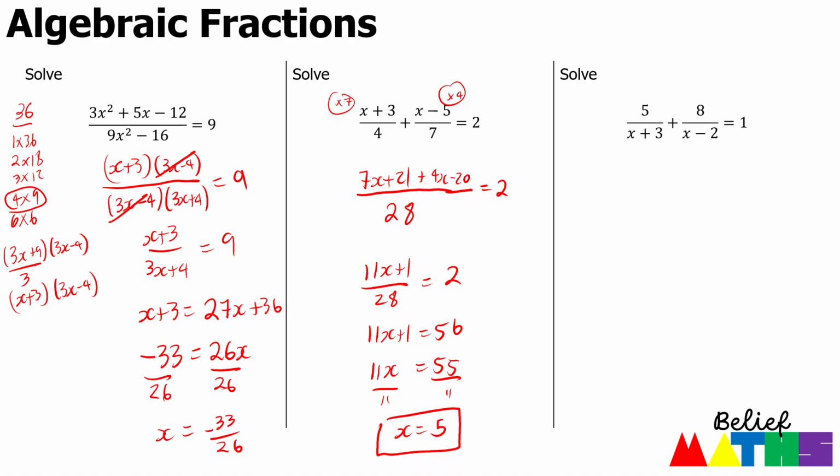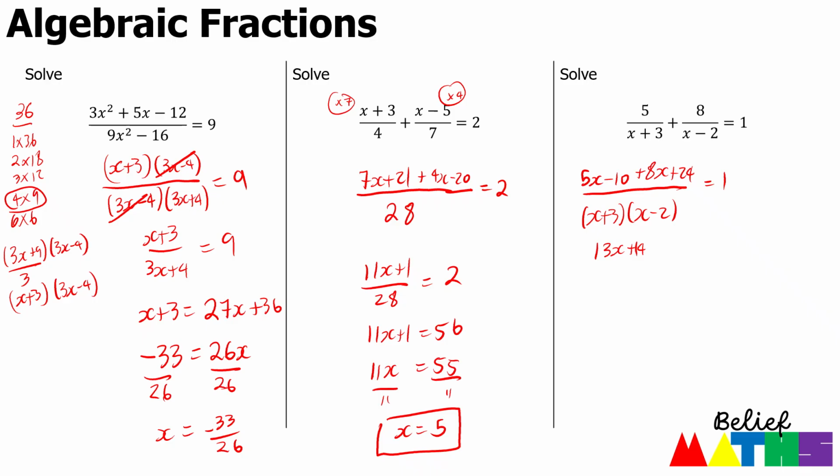Our last question, because we've got algebraic denominators, we can do the same thing. We're going to combine our two denominators. So we're just going to have x plus 3 and x minus 2, and then we're going to cross multiply the 5 times the bottom right, so that's 5x minus 10, and the 8 times the bottom left, so plus 8x plus 24 is equal to 1. We can then collect like terms here and we get 13x plus 14.